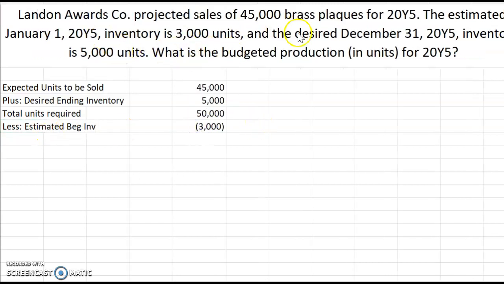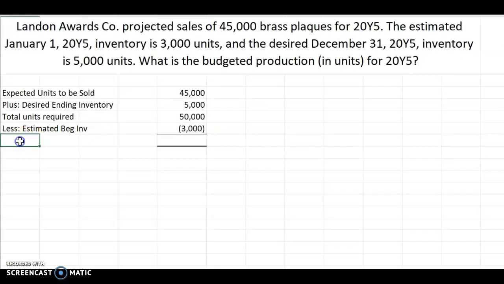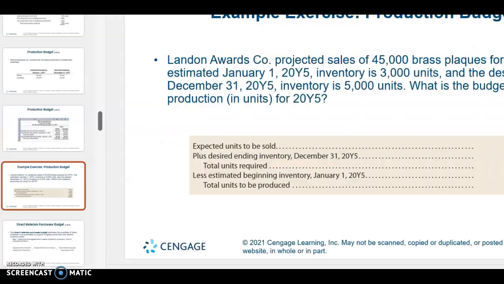It tells us estimated inventory is 3,000 units. And then that will tell us, when we subtract that out, total units we need to produce. So the 50,000 minus the 3,000, which we'll just do it this way. So the total units we need to produce is 47,000.